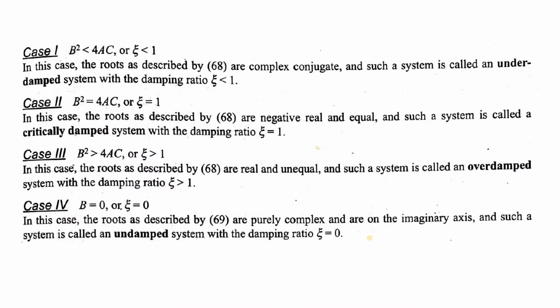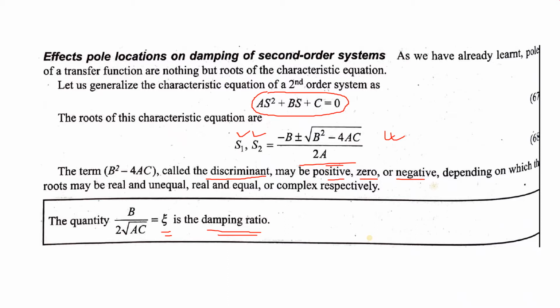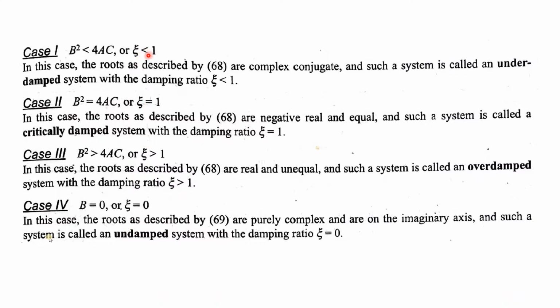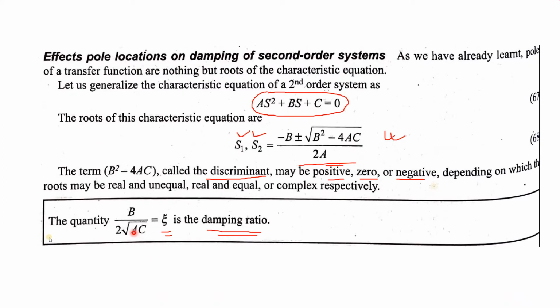Now if b square is less than 4ac, that means if you concentrate on this equation, then what do we get? B square is less than 4ac means 4ac is greater than b square, so it will be negative. So this parameter eta will be becoming less than 1.